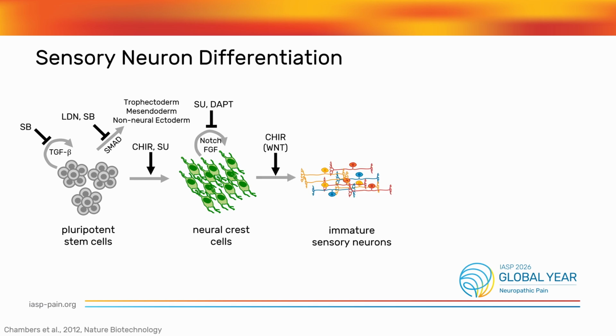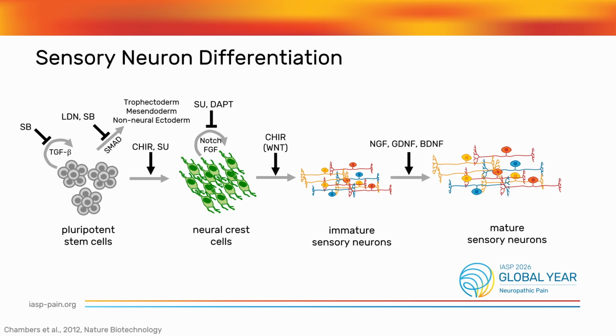This fate decision is achieved by carefully modulating signaling pathways including TGF-beta, Notch, FGF and Wnt using different small molecules. Subsequently, exposure to neurotrophic factors such as NGF, GDNF and BDNF supports the transition from immature to mature sensory neurons. Now, I want to briefly go through the differentiation process with you step by step.